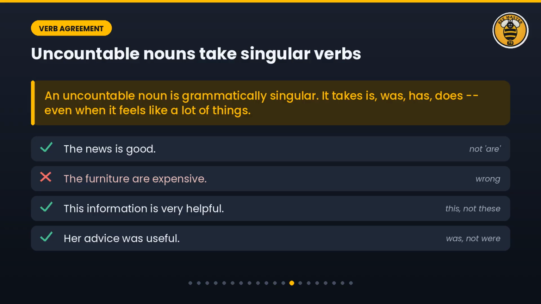And notice the demonstratives too. This information is very helpful, not these information. Her advice was useful, not her advice were useful.